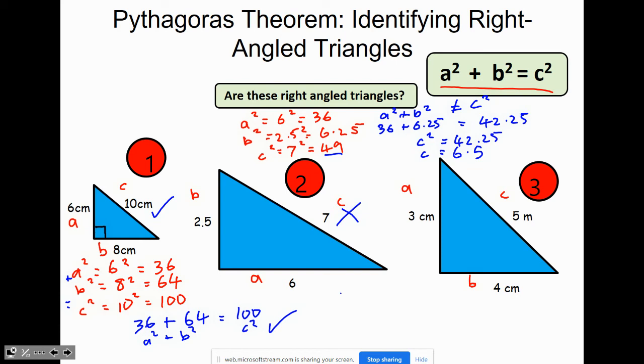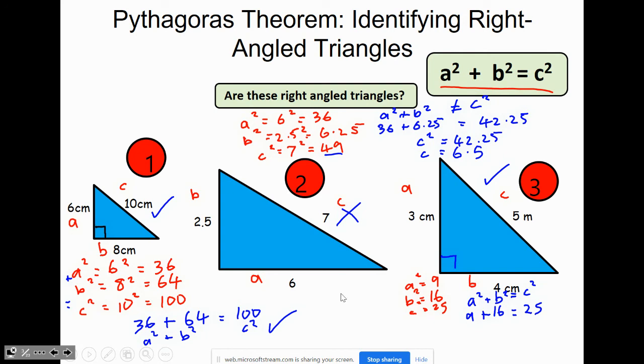Finally then, our third one, if A is 3, that means A squared is 9. If B is 4, then B squared is 16. And if C is 5, then C squared is 25. And to test this out, A squared plus B squared, well, that is 9 plus 16. 9 plus 16 is 25, and that is the same as C squared that we calculated. Therefore, this is a right-angled triangle, and the right angle is opposite our hypotenuse.